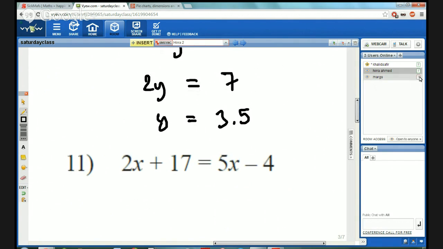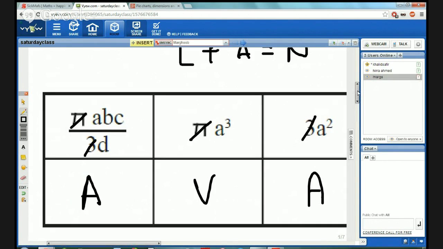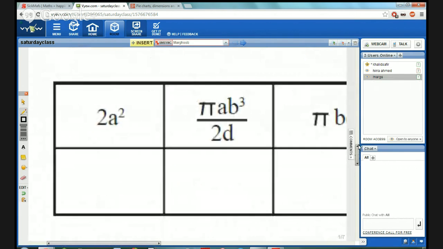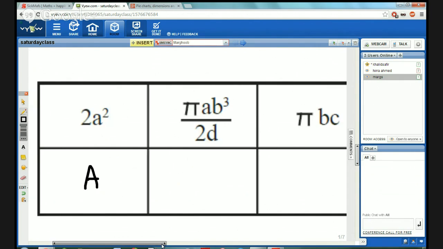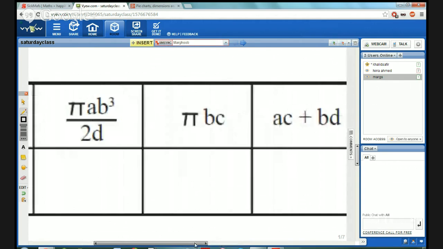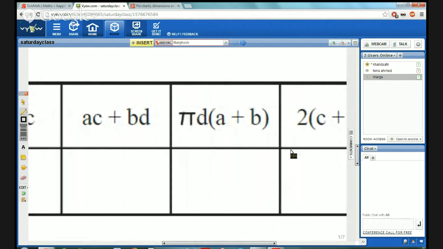Okay, Margoob, how's it going? The first one, area. Now is it easy? Yeah. Good stuff. Okay, so how have you done all of them? No, not yet. Okay, you just whiz through them. I'll be back with you.